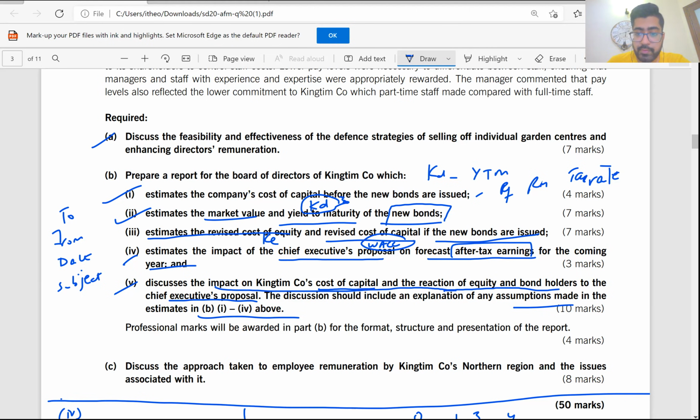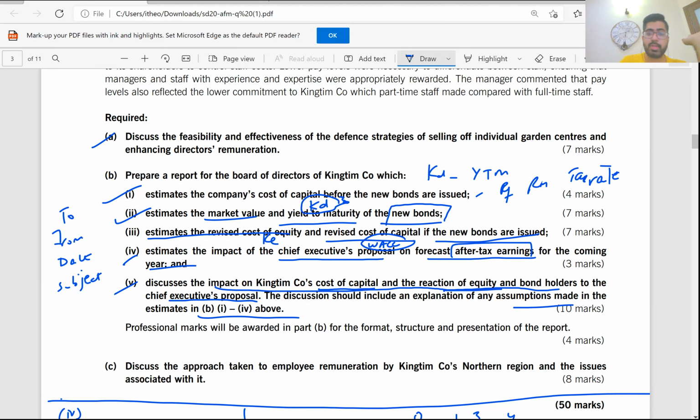Okay, so all these assumptions need to be written, but we have to discuss the impact on cost of capital and reaction of equity holders and bondholders to the CEO's proposal. This is a general discussion. Like for example, it's 10 marks and you write 4 or 5 assumptions, you get 2 to 3 marks from that. Like see the assumptions: RF remains constant, market return remains constant, beta equity remains constant, tax rate remains constant, KD is found through the IRR approach. It's 4 or 5 assumptions, you gain 2 to 3 marks.